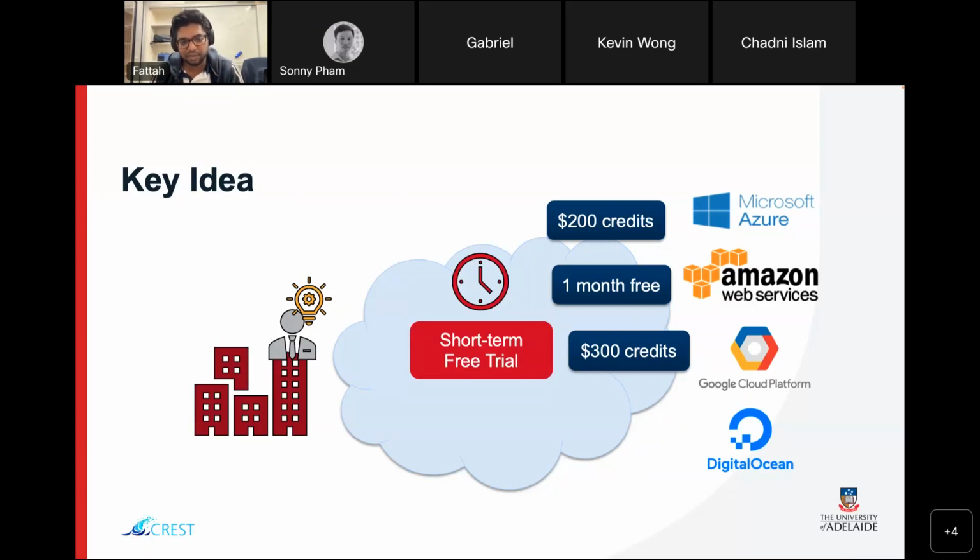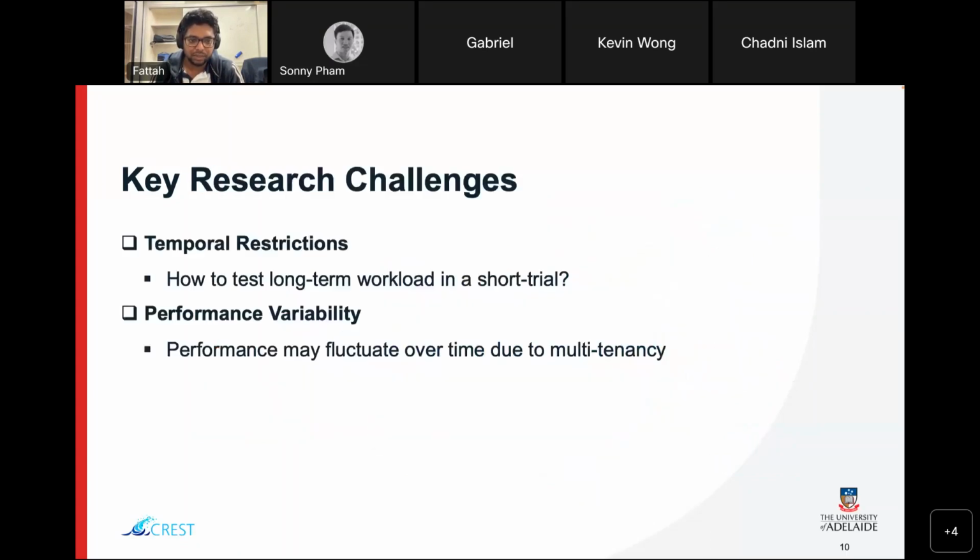It's not that straightforward, because of the long-term aspect of this selection. In this work, we identified two key challenges. Number one, the temporal restriction.